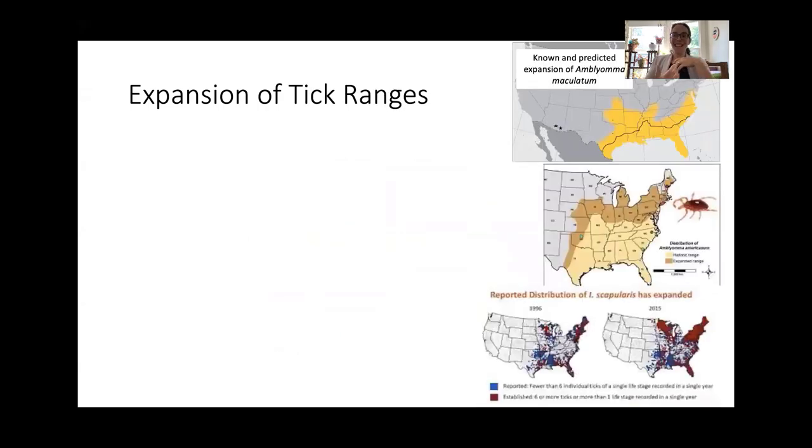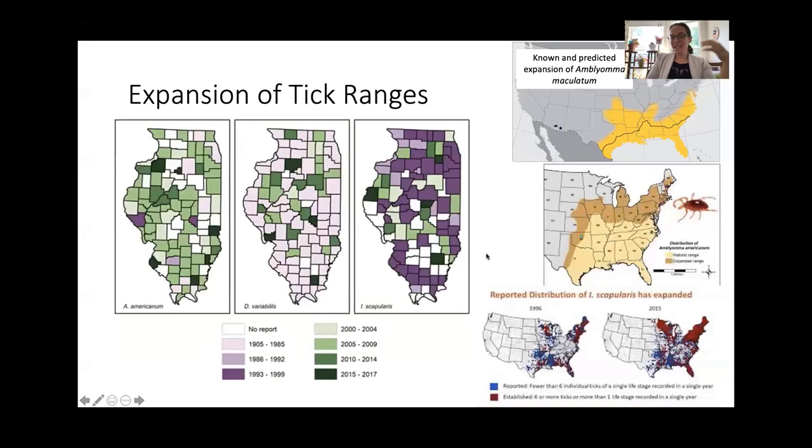Now, what about ticks? There are a number of different models from different groups here on the right-hand side, looking at predicting. Here's with the Gulf Coast tick, here's with the Lone Star tick, here's the black-legged tick, looking at expansion over time, especially given the changing climate. Just like mosquitoes, ticks are susceptible to the changes in climate. Well, what have we seen in Illinois?